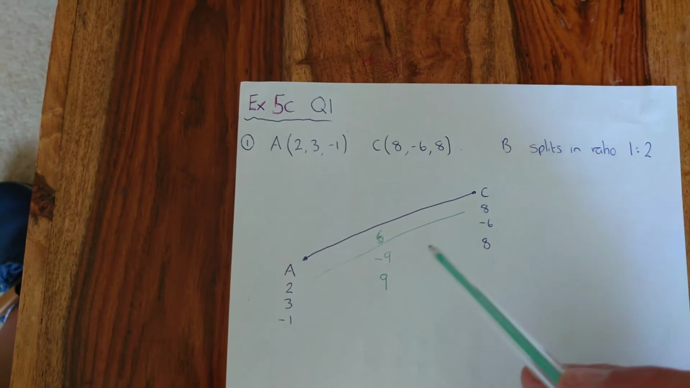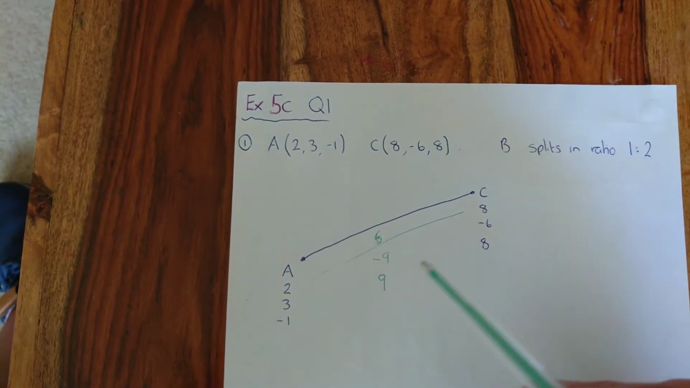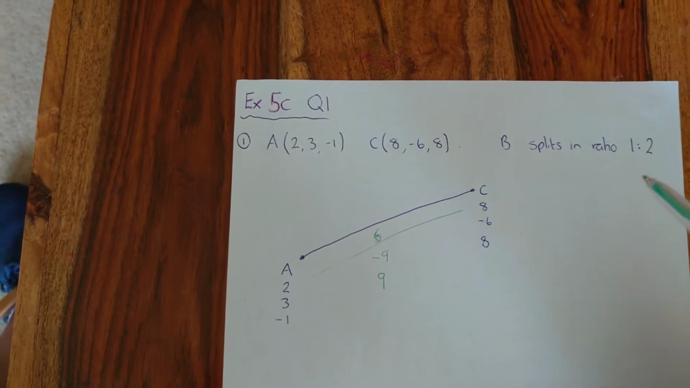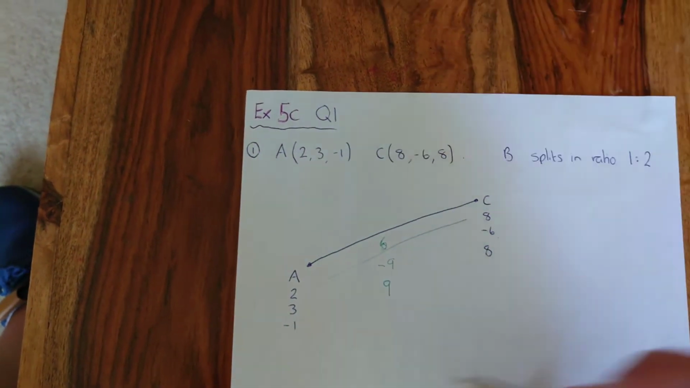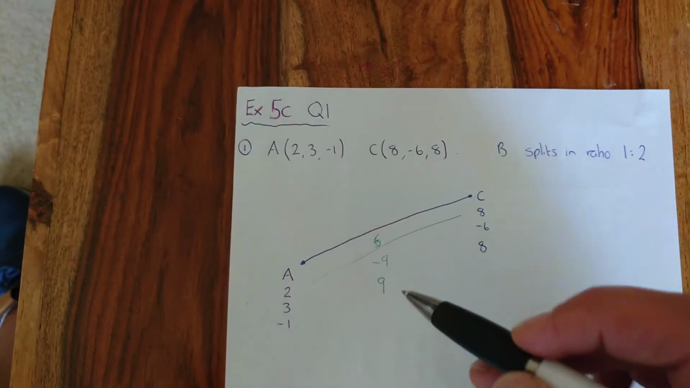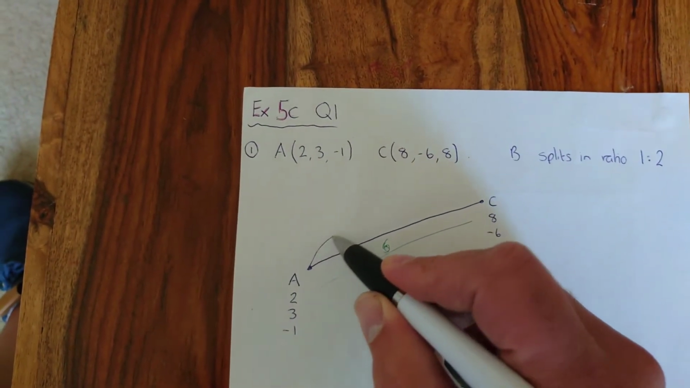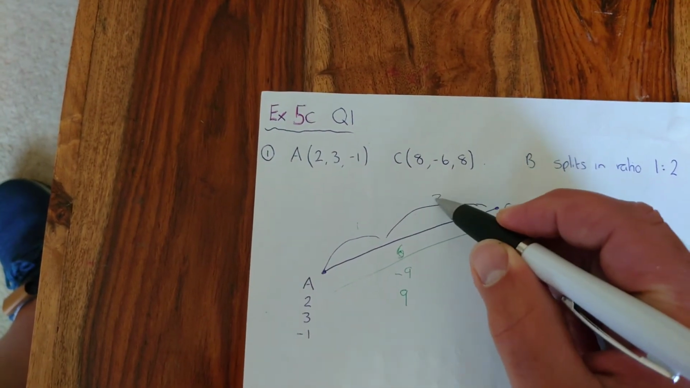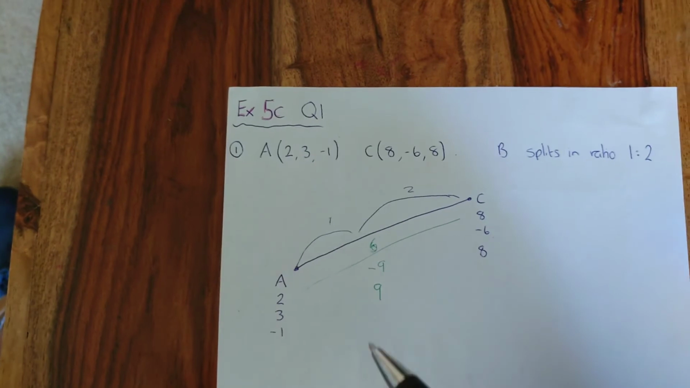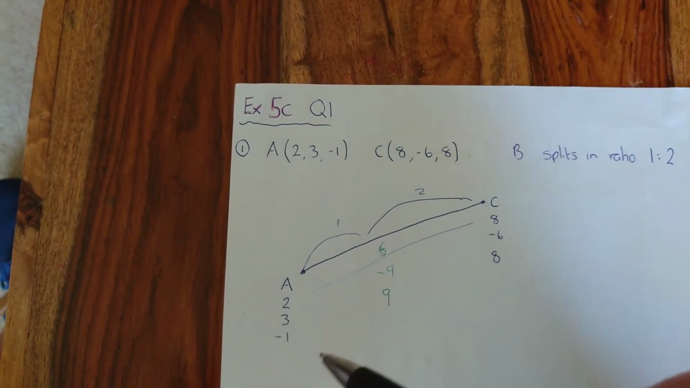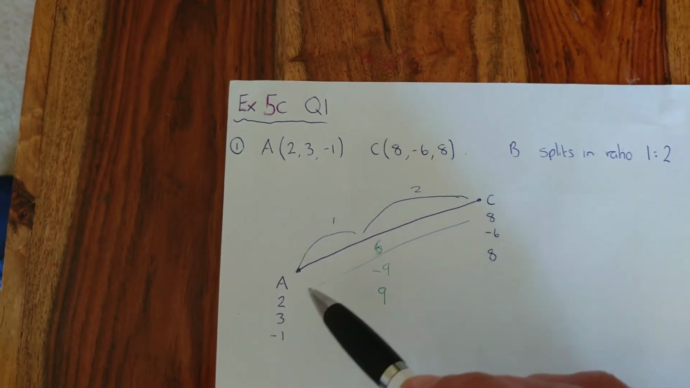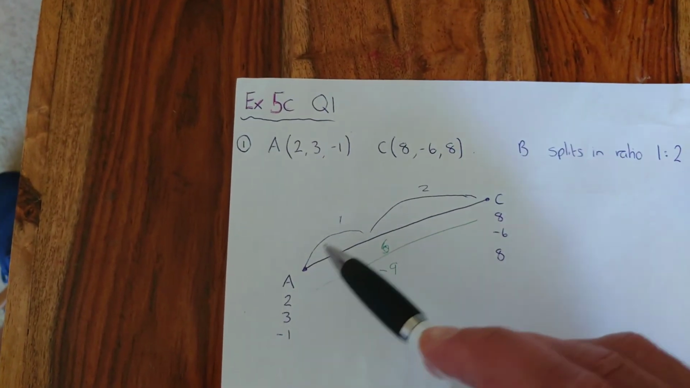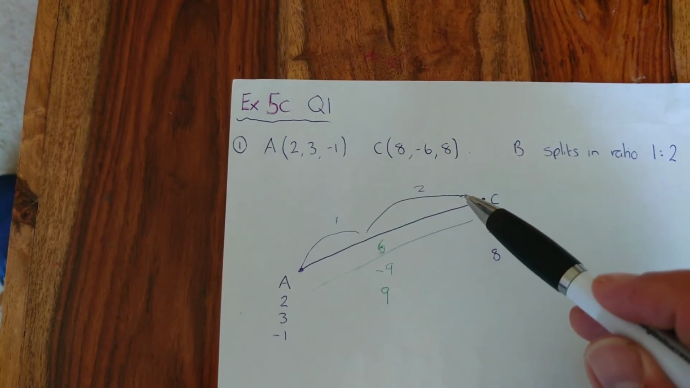So what we're now going to do is take these jumps and split them into the ratio 1 to 2. A ratio of 1 to 2 tells me that I do my jump in 3 parts: a jump of 1 part, and then a jump of 2 parts. Now the important thing there is that that's in parts. It's not a jump of 1 in terms of the coordinate value. So I am going to do this jump of 6 in 3 parts.